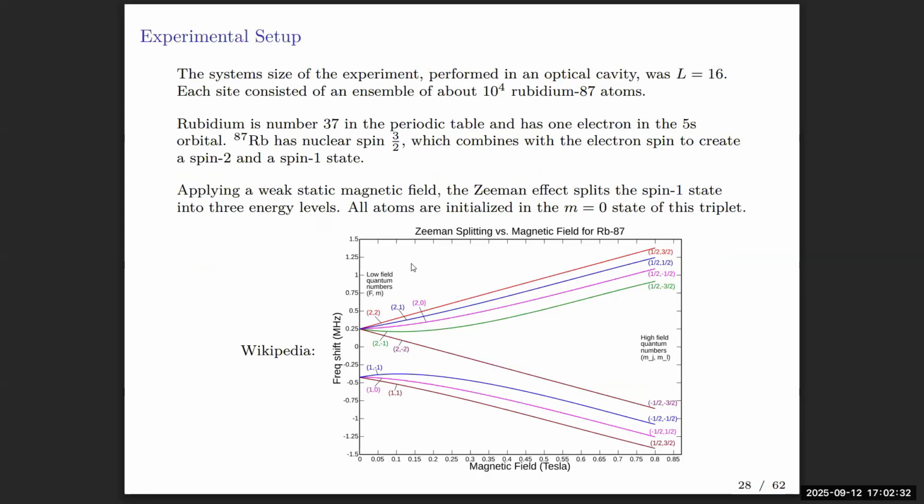So the rough idea now is, first of all, what are your sites? How many lattice sites do you have? What are the lattice sites made of? The answer is that they used rubidium 87.